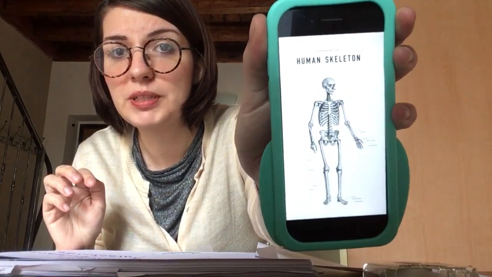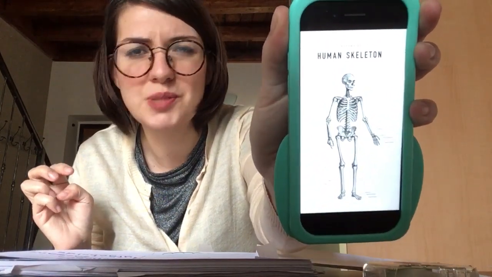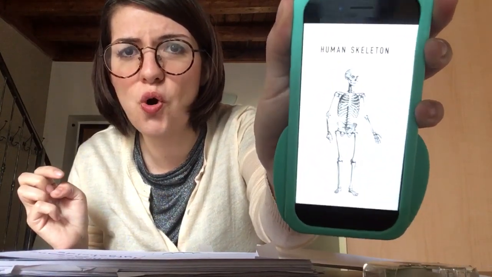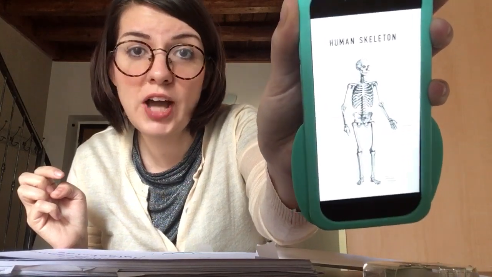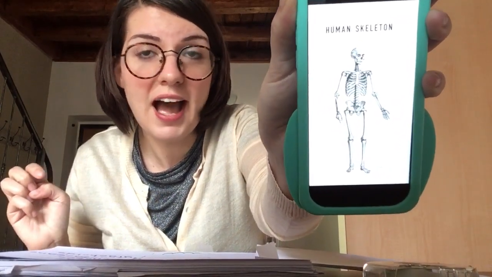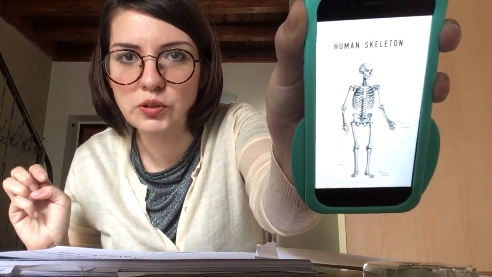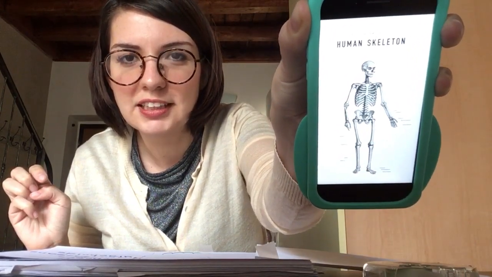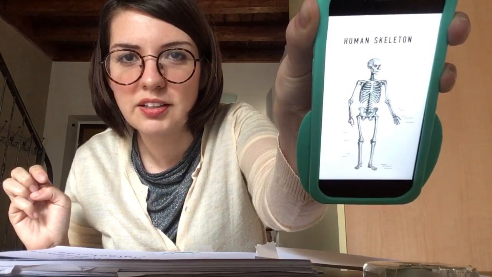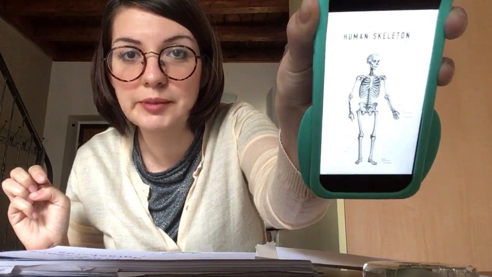Let me show you a human skeleton. Here we go. This is a human skeleton. You've seen it many times in all of our books. And if you had a look in Quarta A and Quinta A, there are always those big skeletons on the wall, the drawings that the students made. This is something that we see often, especially during Halloween.